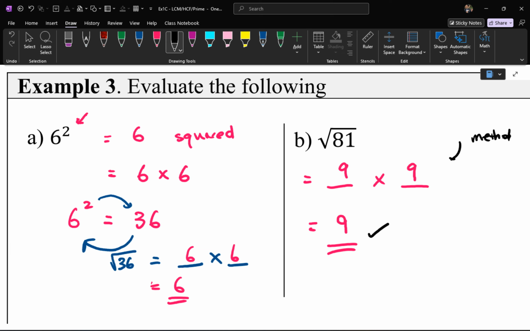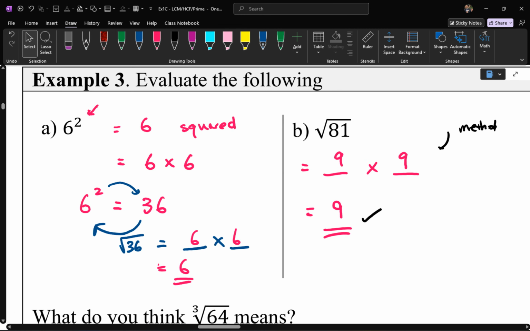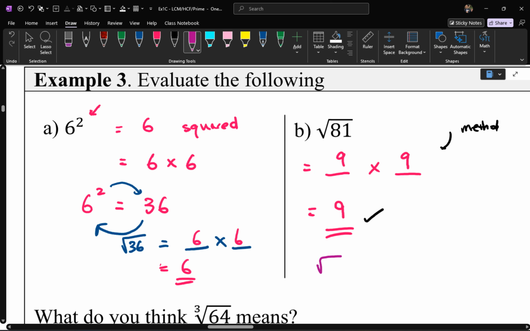Okay, so how do you know what root of 81 is? You just need to know your squared times tables. Let's try another one. I'm going to make it up on the side here. What is the root of 16?